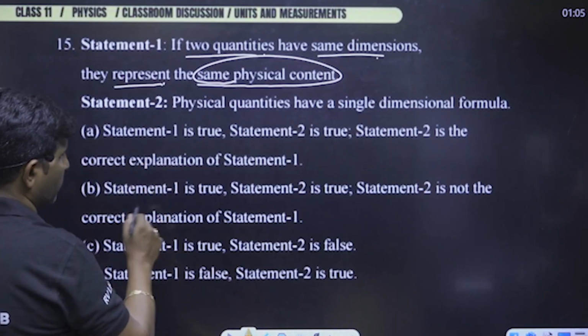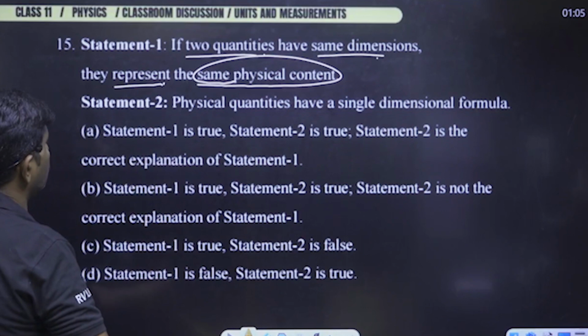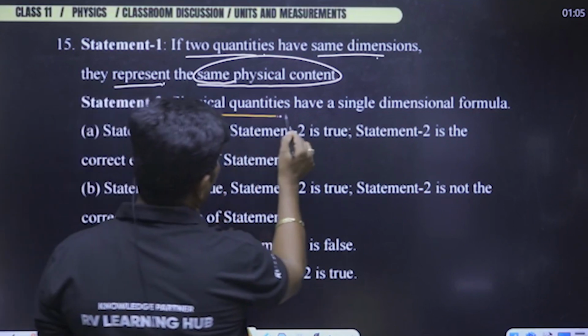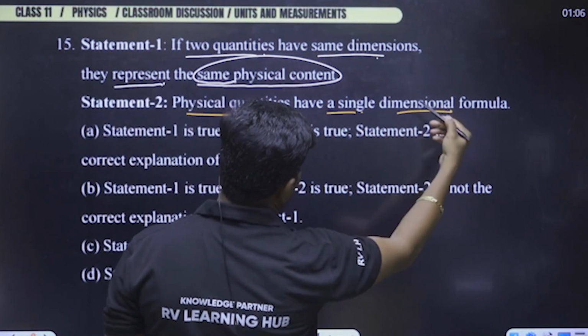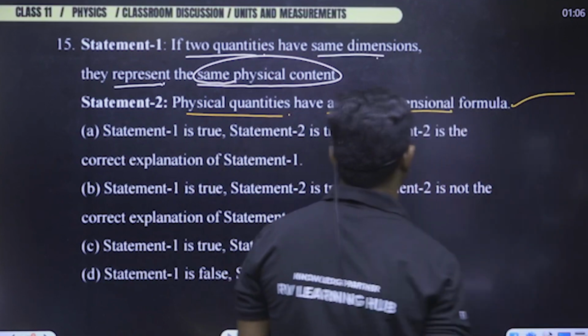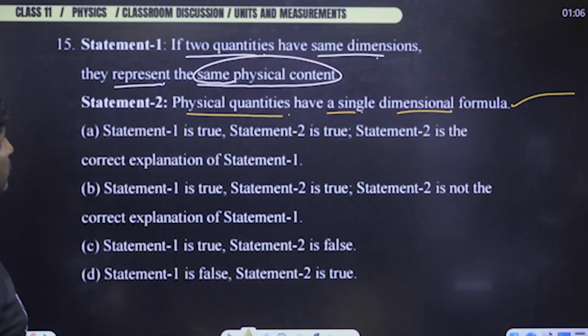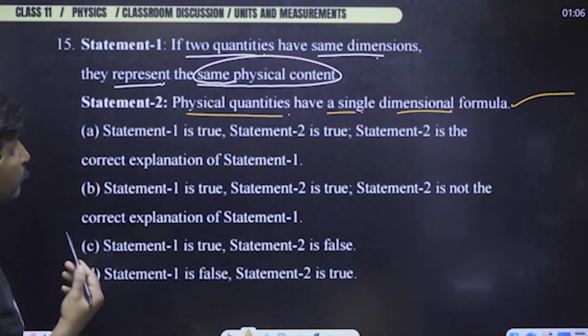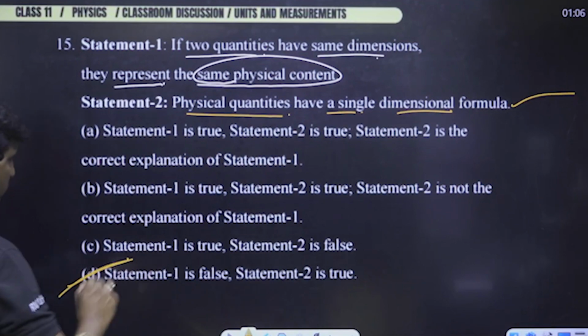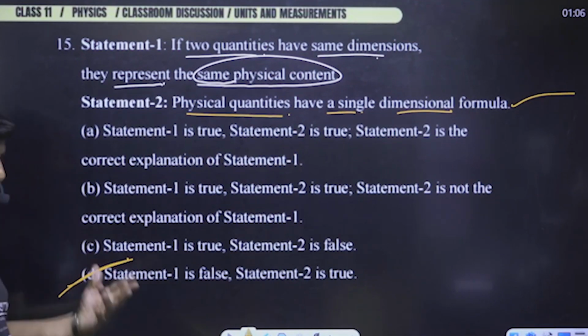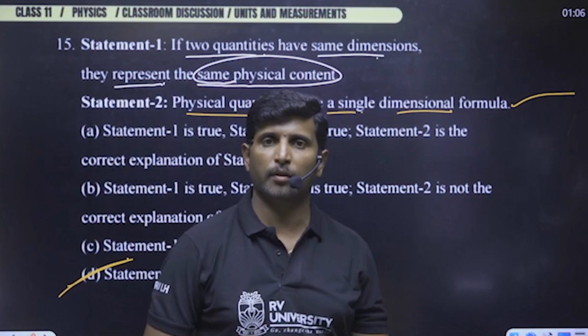Statement 2. What is statement 2? Physical quantities have a single dimensional formula. Yes, it is also right. So what is the option we can say here? Statement 1 is false and statement 2 is true. That is option D will be the right answer. Option D will be the right answer.